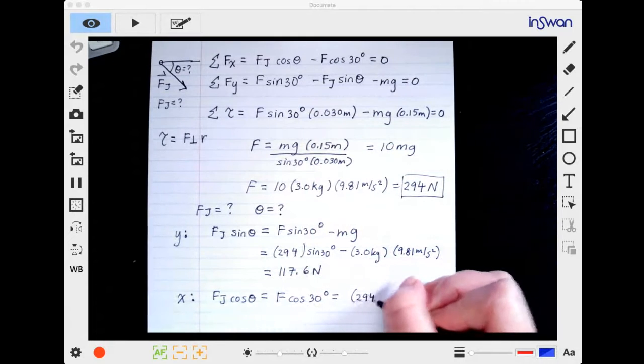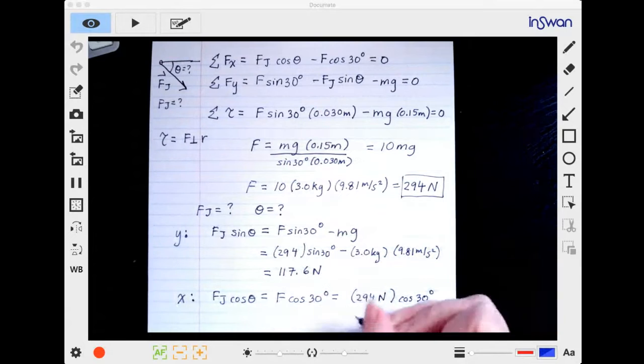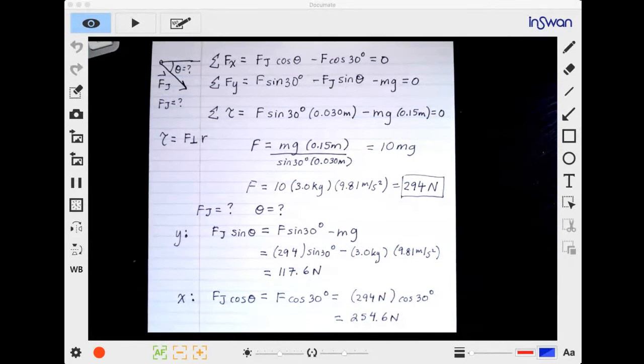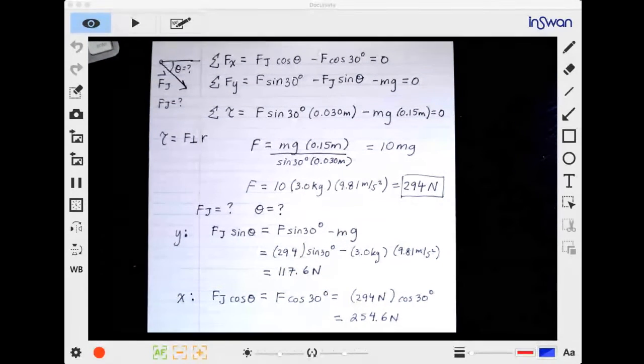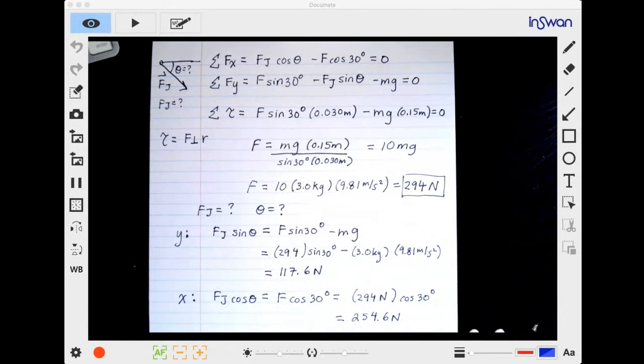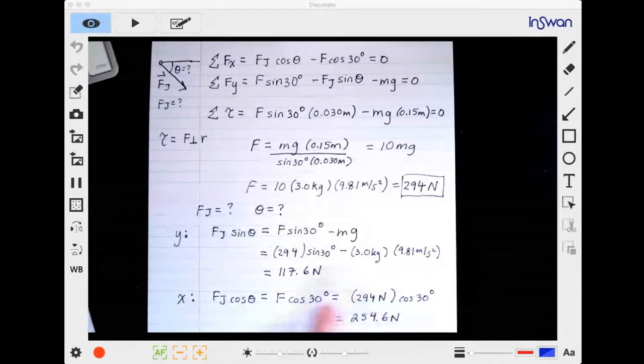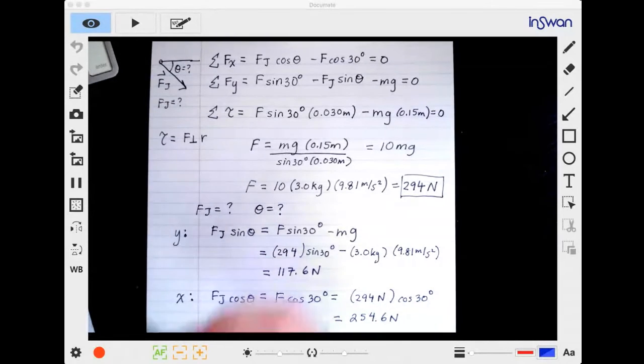And so that's our 294 newtons times the cosine of 30, which is about 254.6 newtons. I'm not being super careful here with sig figs, but you get the idea. Okay, and then you've got your x component and your y component, and so now you know how to do the rest of this. I'm just going to write down the answer, but basically they're both positive. So we assume the direction correct.